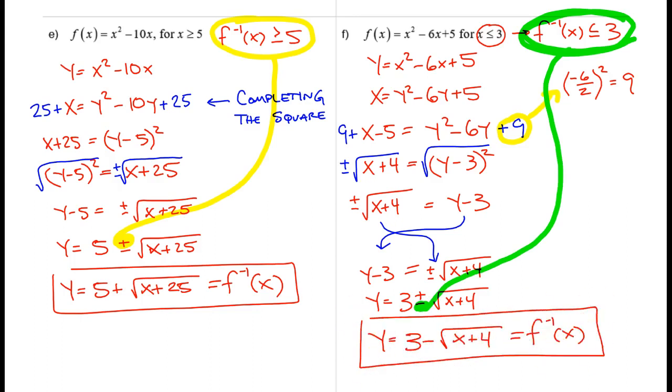There you have it, folks. Hope you're able to keep up with that work on completing the square and finding the inverse of this quadratic, x squared minus 6x plus 5 for x less than or equal to 3. Notice here the highlighted step. Why did I choose the negative sign in this relation here? It's because I needed to have the output of my inverse be less than or equal to 3. The only way I can do that is by choosing the negative option.